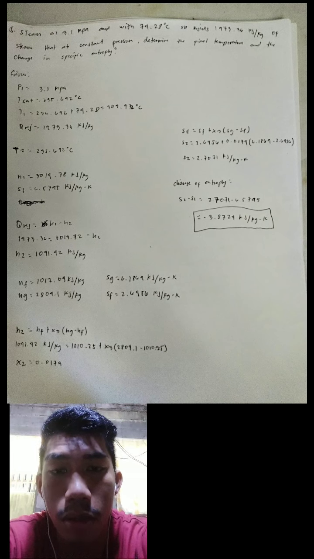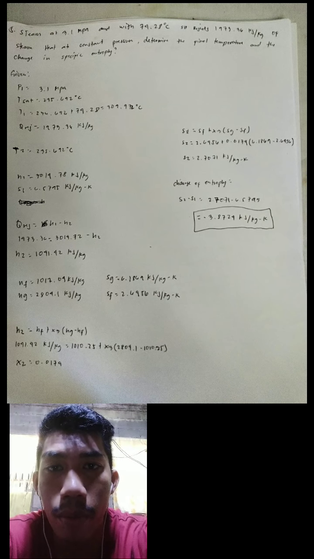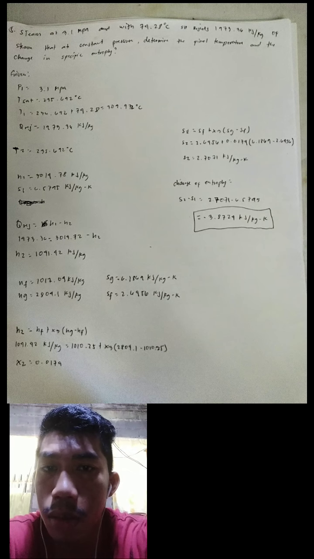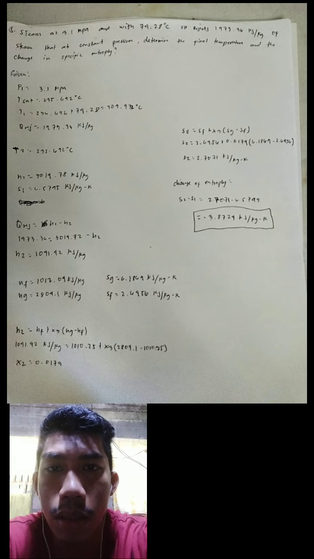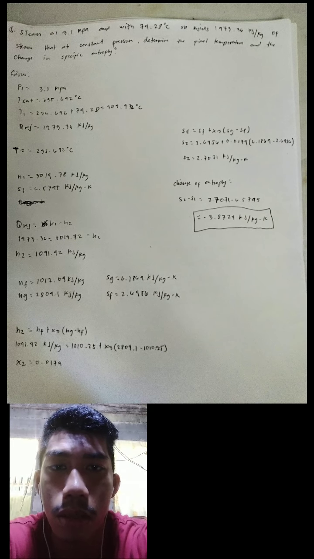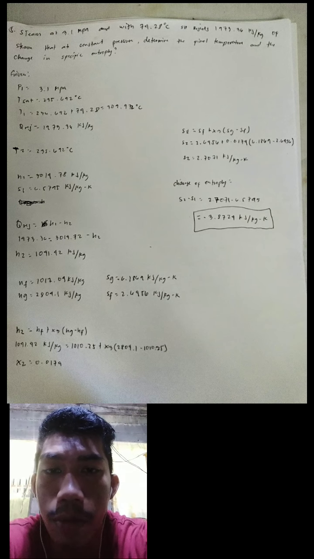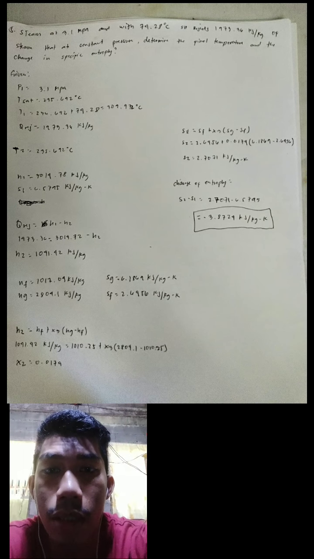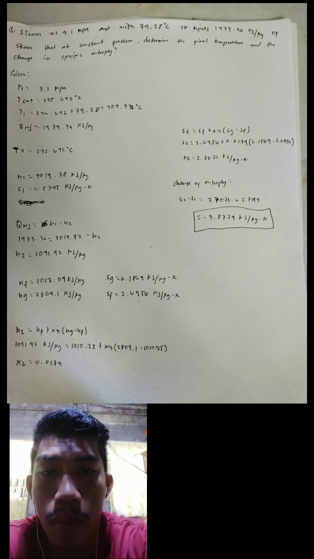And the Q reject is equal to H1 minus H2. To find the H2, let's substitute the following. The Q reject, 1973.36, is equal to H1, which is 3014.78, minus H2, and the value of H2 is 1041.42 kilojoules per kilogram. From the steam table corresponding to 3.1 MPa, Hf is equal to 1017.04 kilojoules per kilogram.